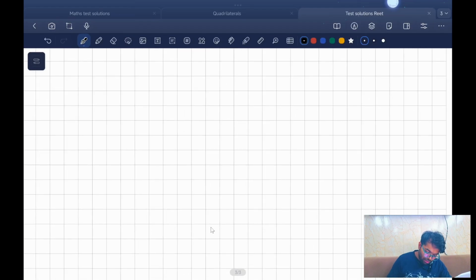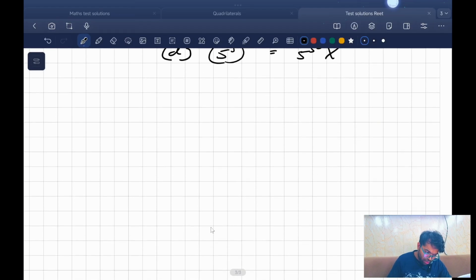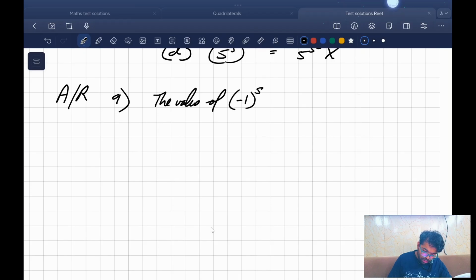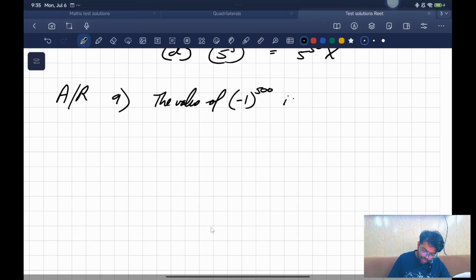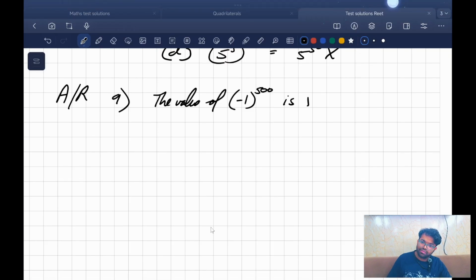Okay. The value of section B. Okay, no, wait. It is still section A, assertion reasoning. Okay. Question number 9. The value of minus 1 the whole to the power of 500 is 1. What do you think? Why? Exactly, true.